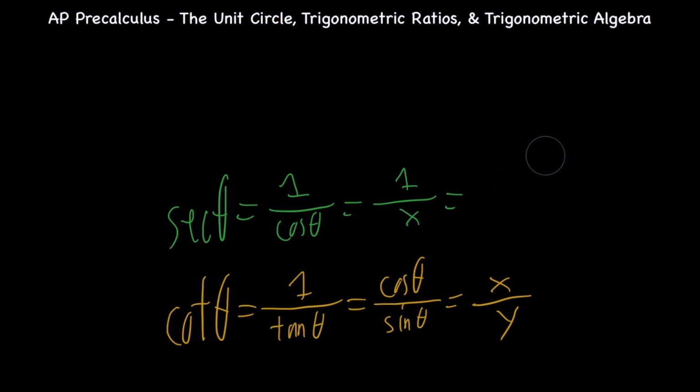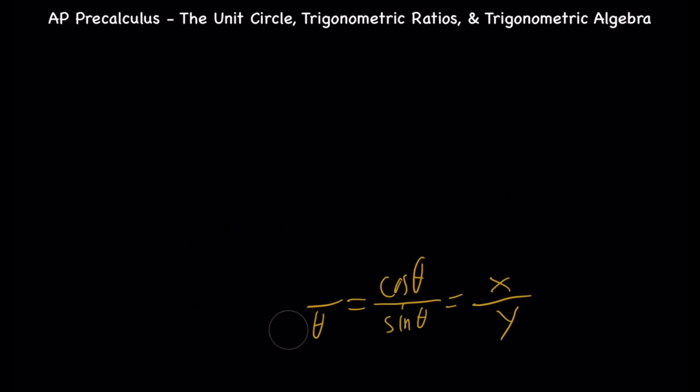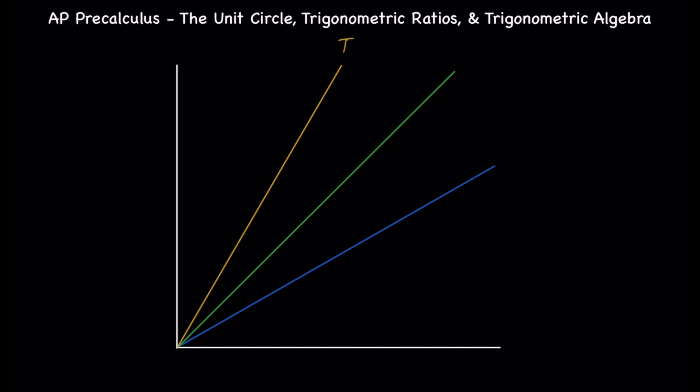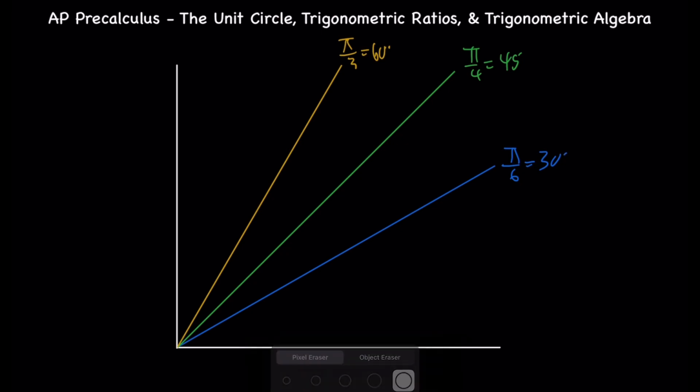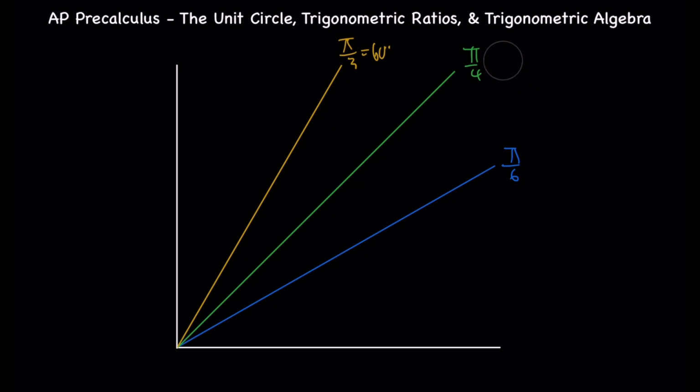Now let's see how we can apply that to the unit circle. So in case you've already forgotten, this represents pi over 3, which is 60 degrees. Pi over 4, which equals 45 degrees. And pi over 6, which equals 30 degrees. I'm just telling you the degrees in case you're not familiar enough with the unit circle, but we're going to ignore degrees for now because we need to steer towards radians.